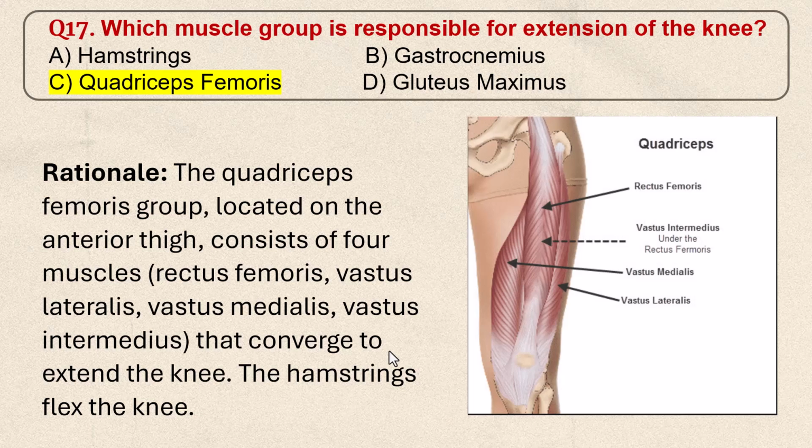Quadriceps femoris. The quadriceps femoris is the primary muscle responsible for the extension of the knee. The quadriceps actually contains four muscles: the rectus femoris, vastus lateralis, vastus medialis, and vastus intermedius. These four muscles bind together to form the quadriceps muscle. The hamstrings are responsible for the flexion of the knee, but here the question is asking for the extension. So extension is quadriceps femoris, flexion is the hamstring muscles.